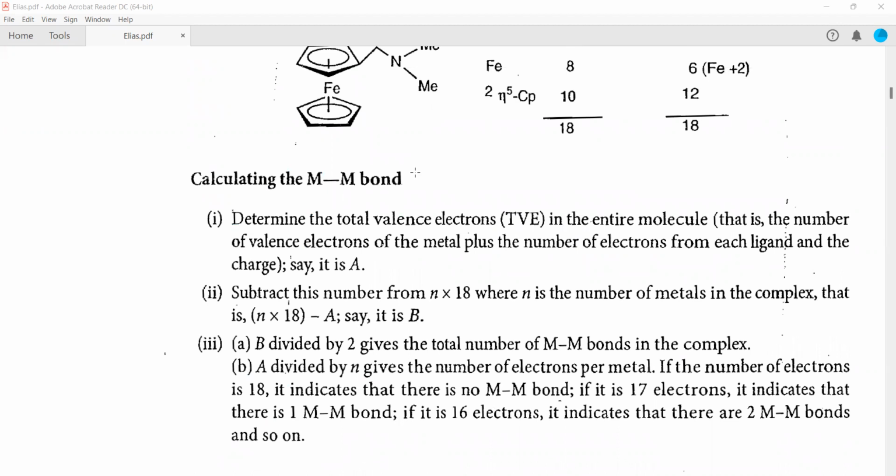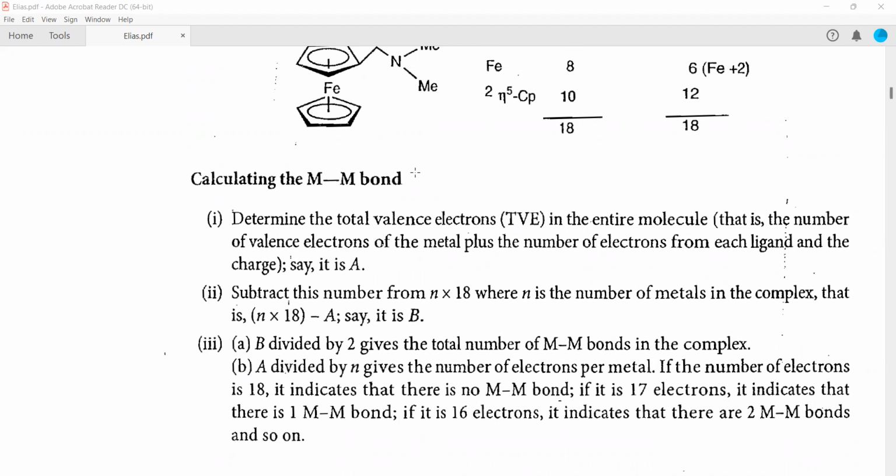Now, how do we calculate the metal-metal bond? First of all, until now we know how to count electrons, and we have also studied various types of ligands that exist in organometallics, which we are going to deal with. So how to calculate the metal-metal bond? Now we are going to study.